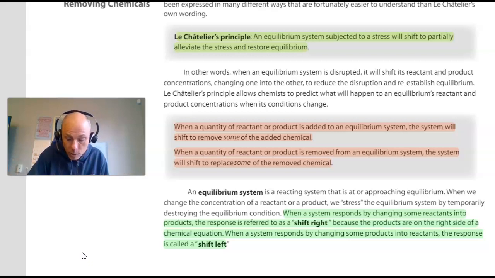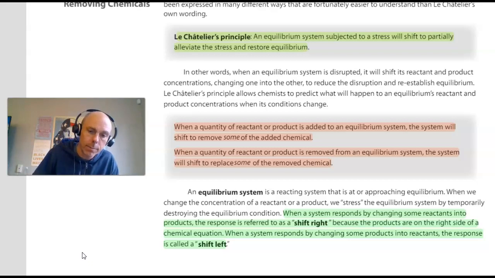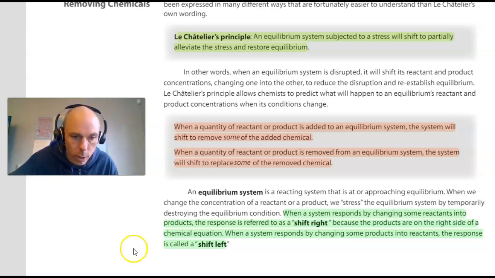If more reactant is being converted to product, and that's the forward reaction, by the way, then we say that's a shift to the right. If, though, more product is being converted to reactant, that is the reverse reaction happening at a greater rate, then it is a shift to the left. So shift left and shift right, again, is a way that we talk about an equilibria system changing often.